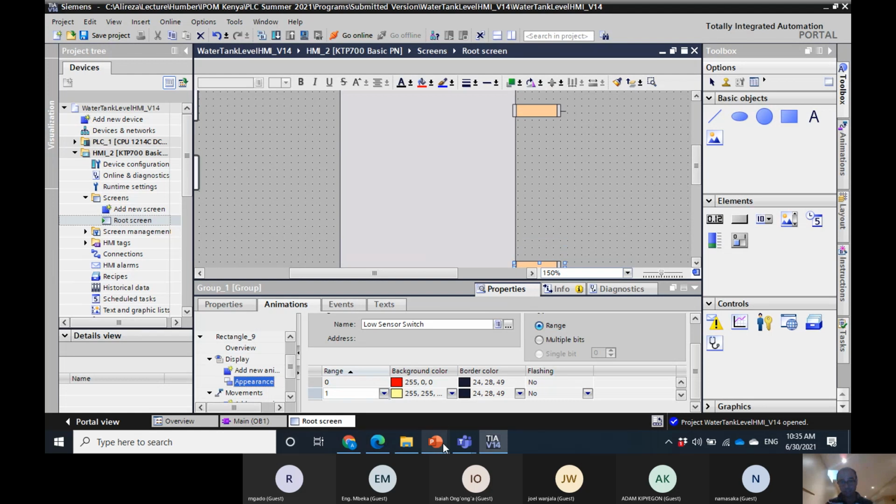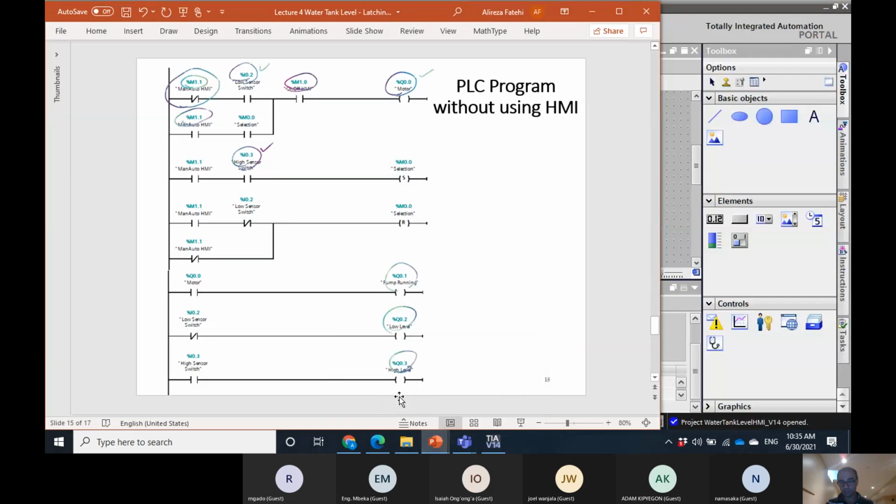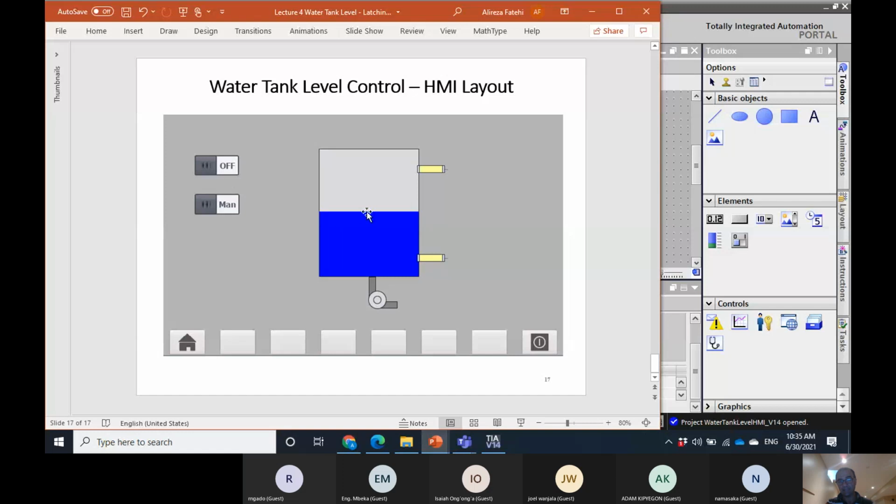To indicate this part, that the level is somewhere in between, for example, I make it blue. This is something that I use.